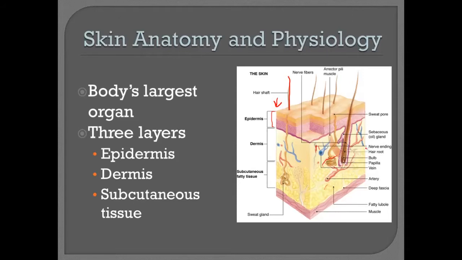And then you come down to the next layer, and you have a lot more structures. You have some bigger arteries. You have, like I mentioned, this fatty tissue, which helps provide padding and that sort of stuff. Your sweat glands are down here, and the roots to the hairs are down in this layer as well.